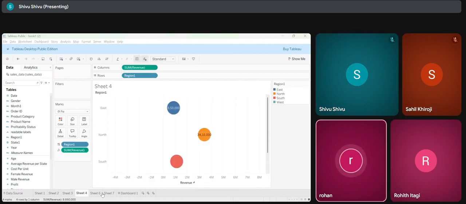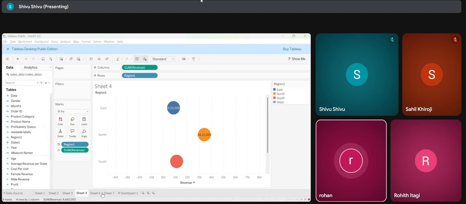Hello, good morning. I am Rohan. This is the next task: creating a donut chart view to show the percentage of revenue per region by creating a zero axis in the calculated field. Here the x-axis is the revenue amount. Each region is a bubble plotted by its total revenue.